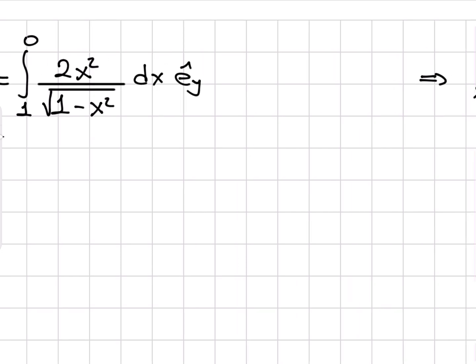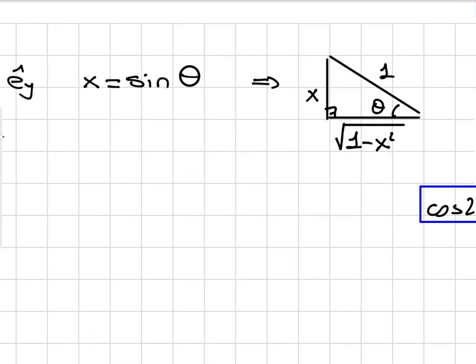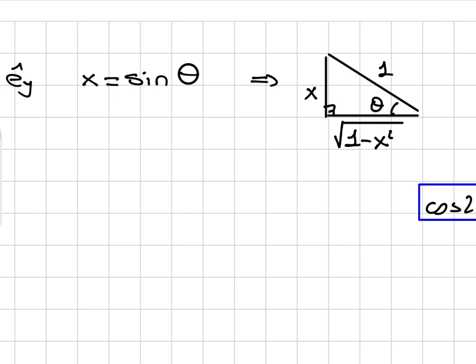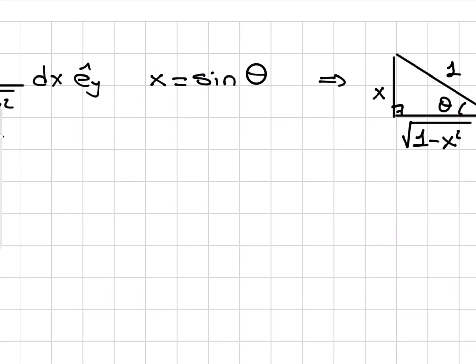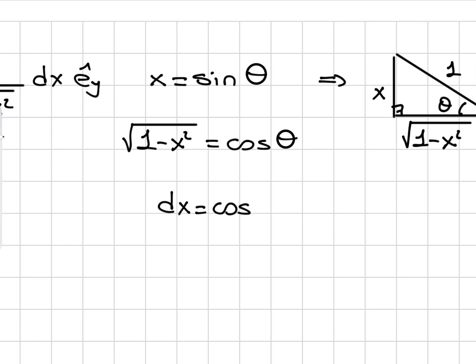So I'm going to make a substitution for x. What if x is equal to sine theta? So that means I'm talking about this right triangle here. Sine theta is x. Cosine theta is square root of 1 minus x squared. So square root of 1 minus x squared is cosine theta. And dx is the derivative of sine, cosine theta d theta.